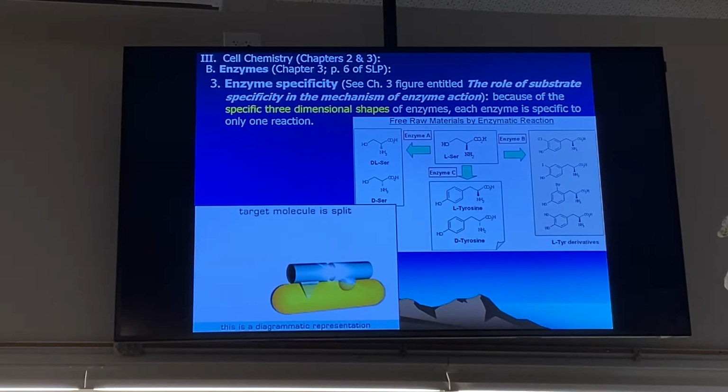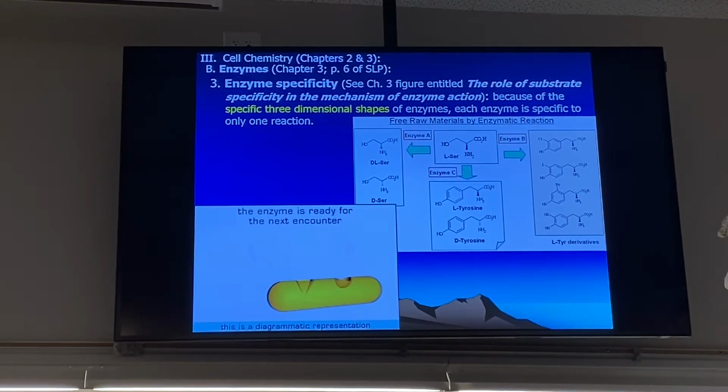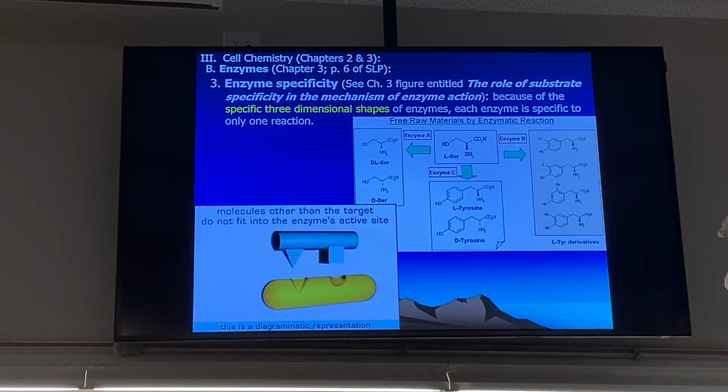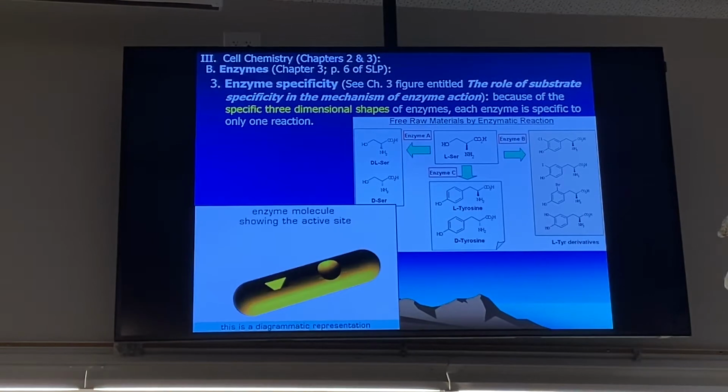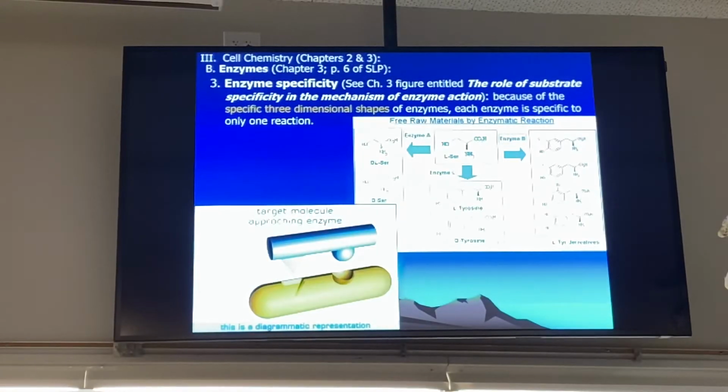And it's all because of lock and key. The very first slide last week, weren't we talking about specificity? It's just three-dimensional shapes. You can't get a square peg in a round hole. Does that ring a bell? Look at this reaction here. It doesn't fit. There's no reaction. But if it does fit, it's going to have a reaction. Look at this. Watch it.